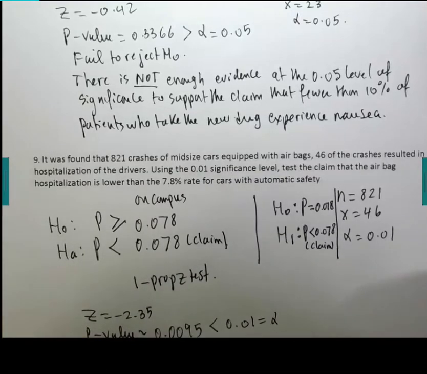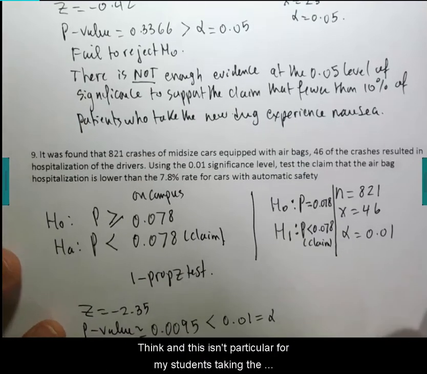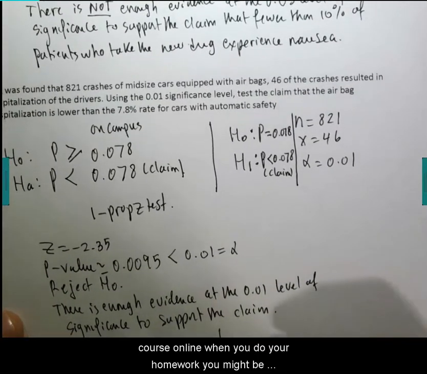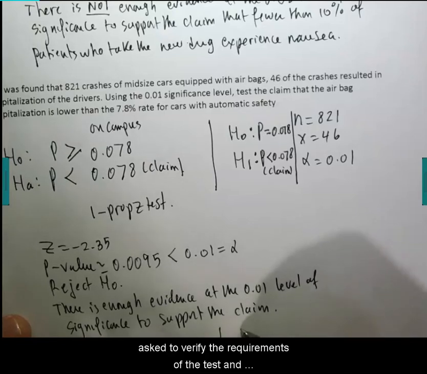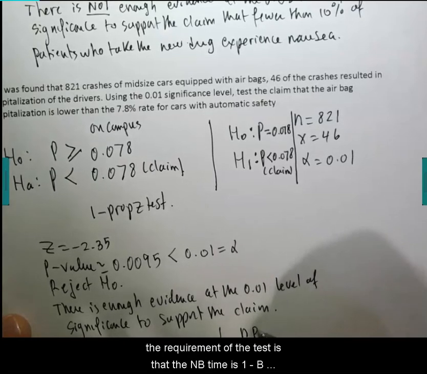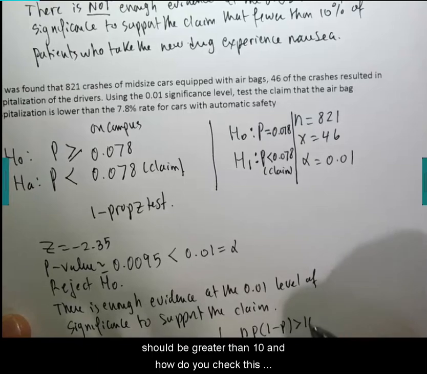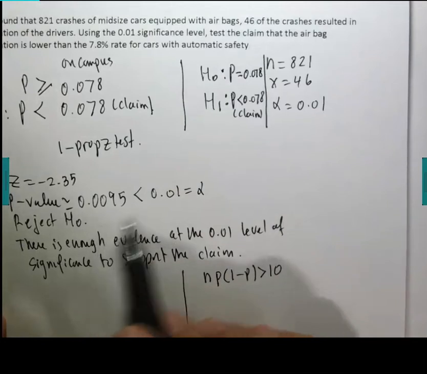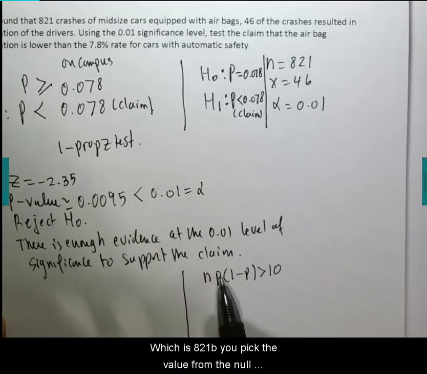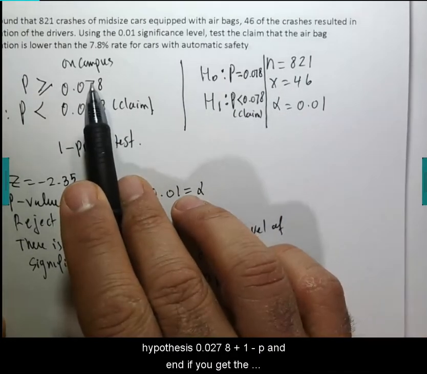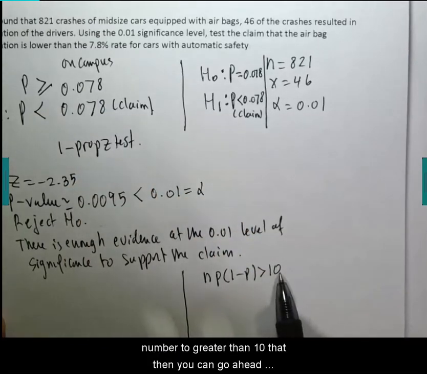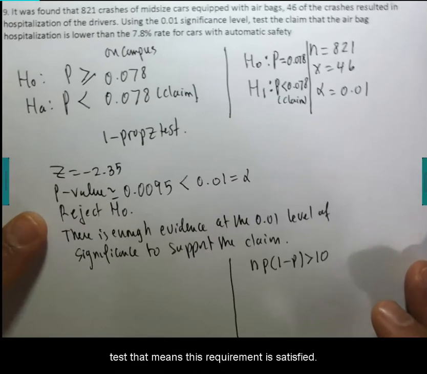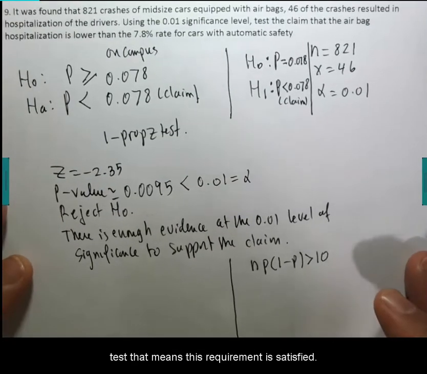Now, one last thing, and this is in particular for my students taking the course online. When you do your homework, you might be asked to verify the requirements of the test. And the requirement of the test is that np times 1 minus p should be greater than 10. And how do you check this requirement? Well, you already have n, which is 821. For p, you pick the value from the null hypothesis, 0.078, and 1 minus p. And if you get a number greater than 10, then you can go ahead and perform the test. But when I ask you to perform the test, that means this requirement is satisfied.